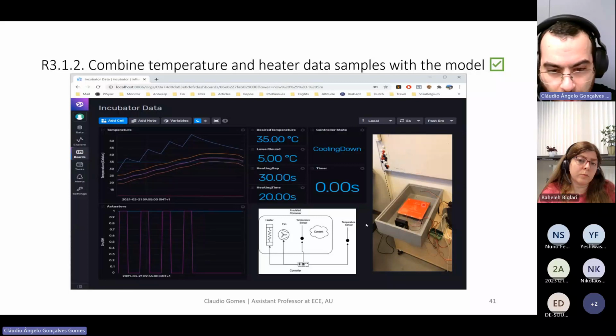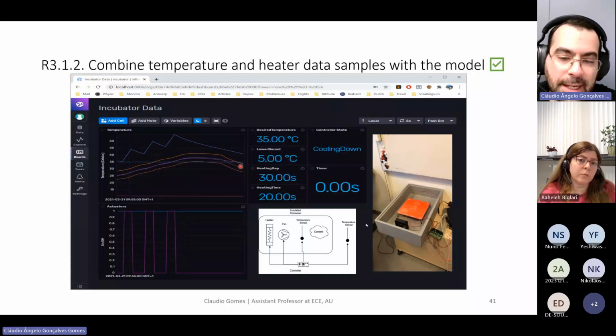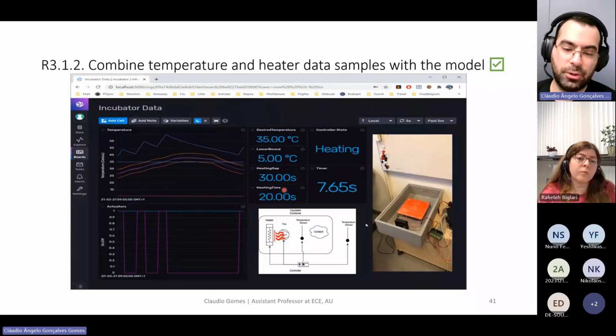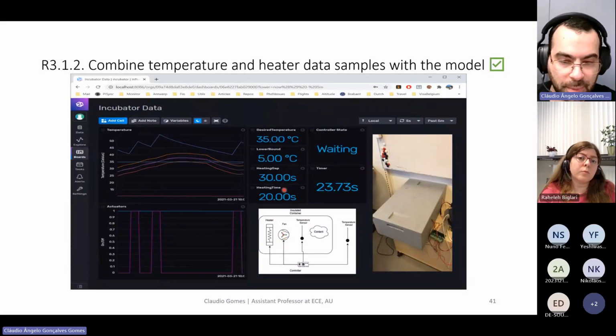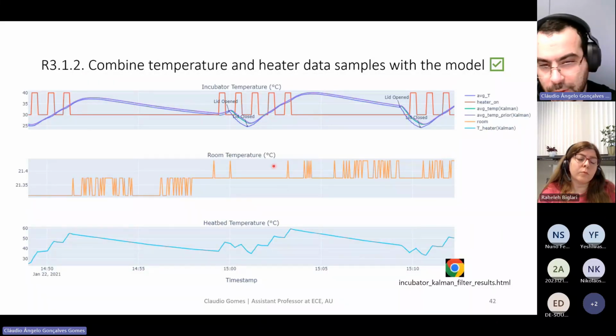Yeah, now the lid has been opened. And you can see the blue line continues going forward, whereas the purple line drops. And that's the basis that we are using to detect that the lid has been open. It's when our prediction model gives bad errors. And here you can see a full data set.